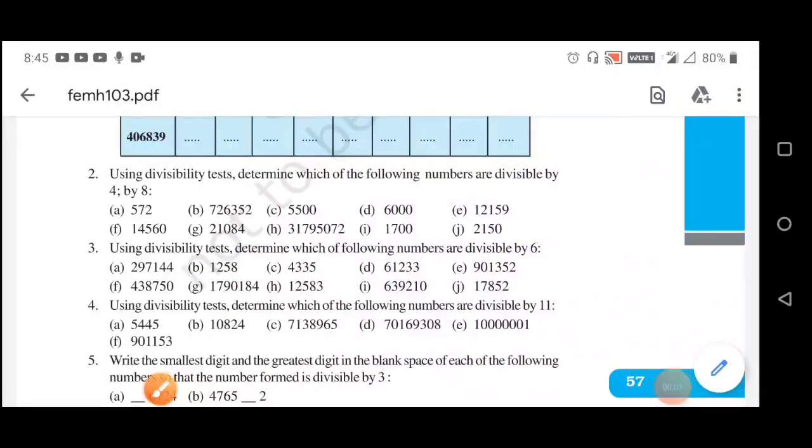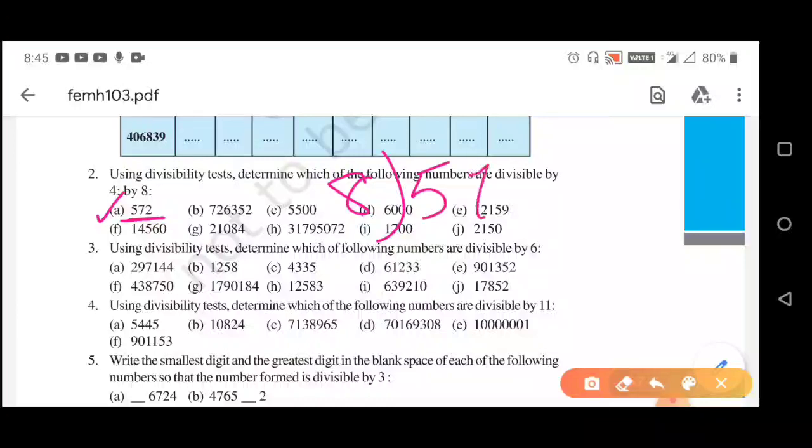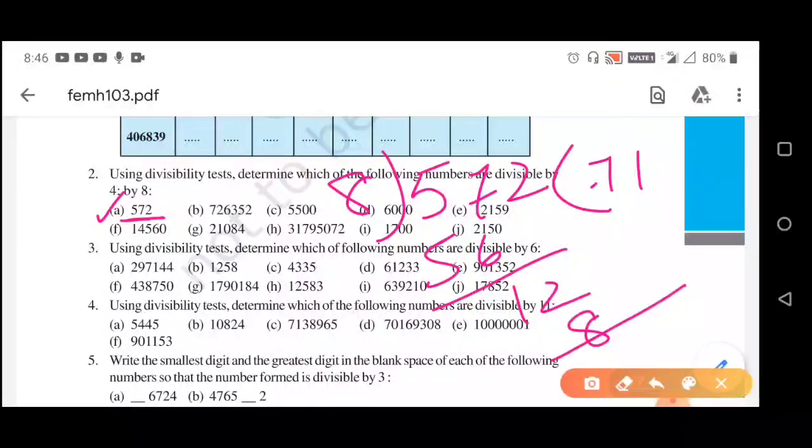To test the divisibility by 8, we have to consider the number formed by last three digits of the given number. So first of all, question number A, since the number given consists of three digits only, we have to divide it by 8 to find the divisibility by 8. So if we divide it by 8, we will get our remainder is 4. So 572 is not divisible by 8.